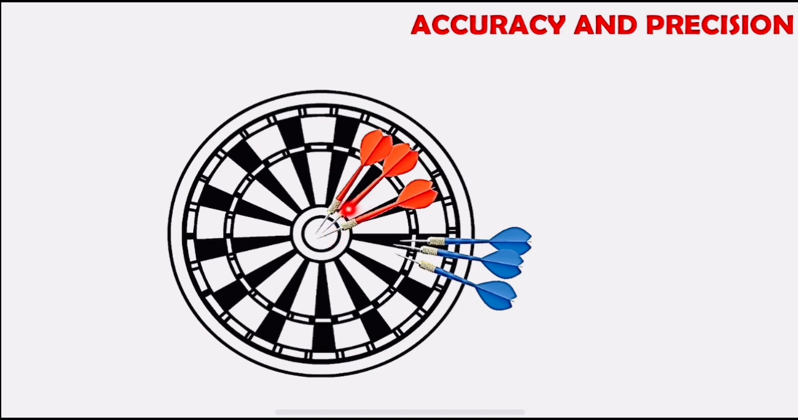Here, all the red darts are clustered closely together and they are also centered around the bullseye. This shows both high precision because the darts are close to each other and high accuracy because they are close to the bullseye.